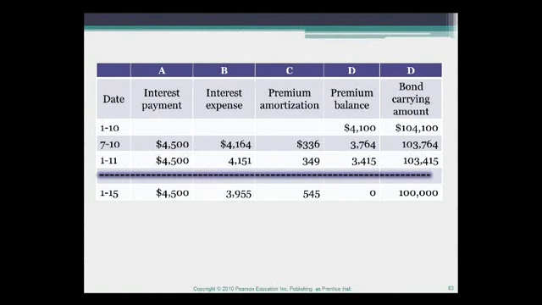Okay, notice how interest expense in the case of a premium decreases each period since the carrying value of the bond decreases each period. So your outstanding liability has decreased, so your interest expense decreases.